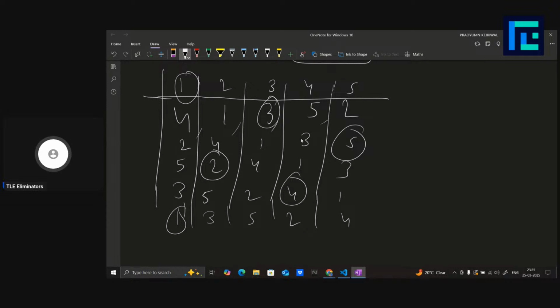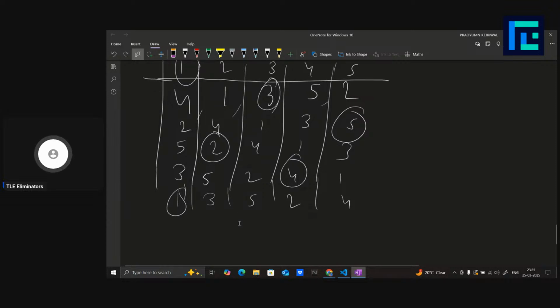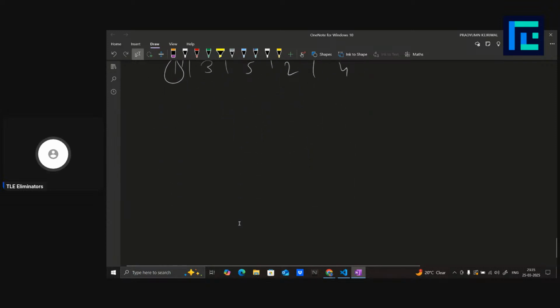So basically, we have to print a permutation which satisfies these conditions. First of all, I looked at the samples and saw that for 4 the answer is -1, and for 3 and 5 the answer exists. So what I guessed was maybe the answer exists for odd n but not for even n. I just guessed that, so I tried to make this construction for odd n.